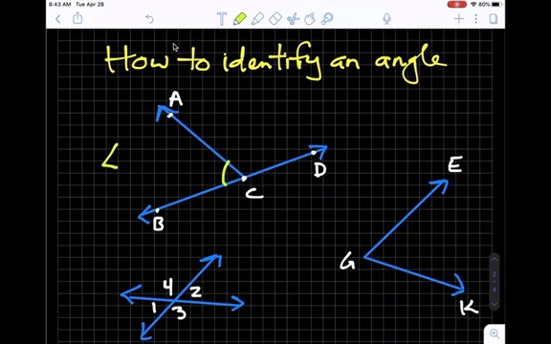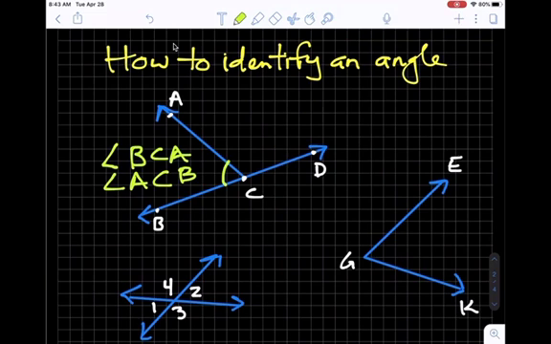Right, I'd go angle, and then I know C is going to be my middle letter, so I can go BCA or ACB. So it doesn't really matter. They're the two ways of saying the same thing. Okay, these are congruent. These are the same angle. They're equal to each other.